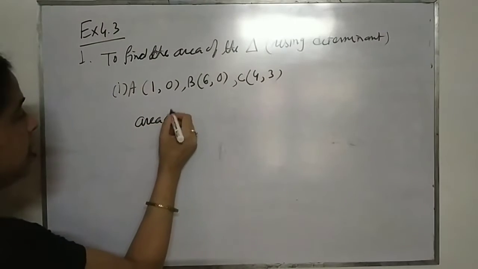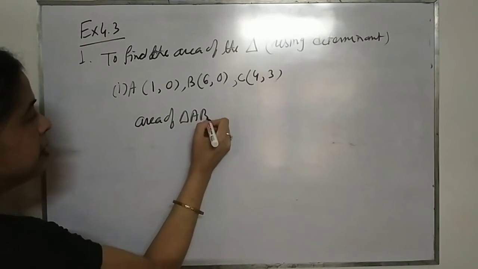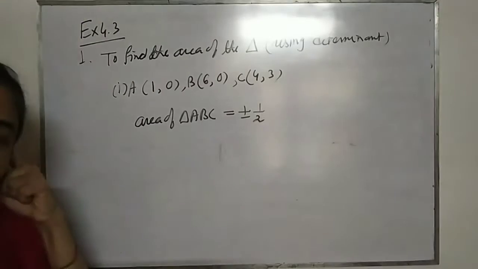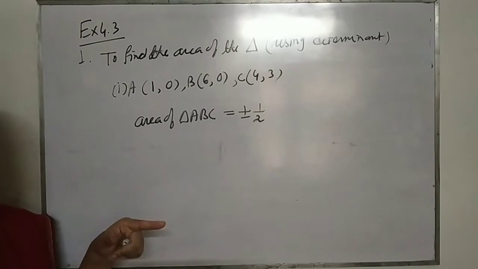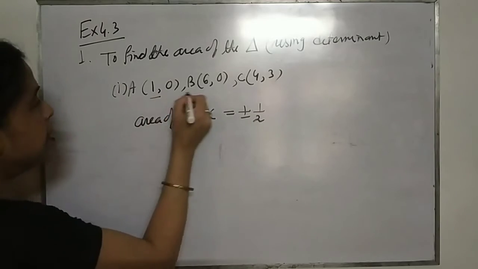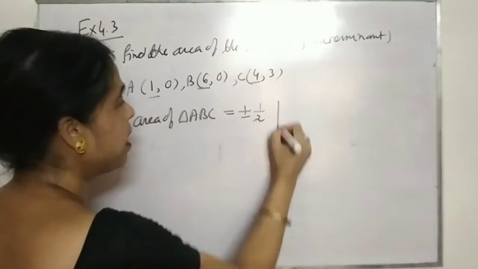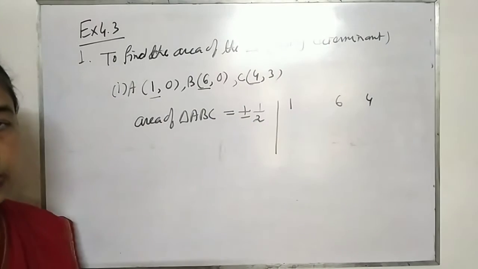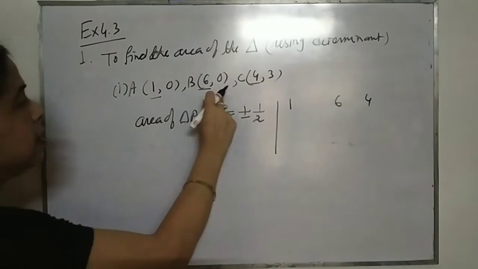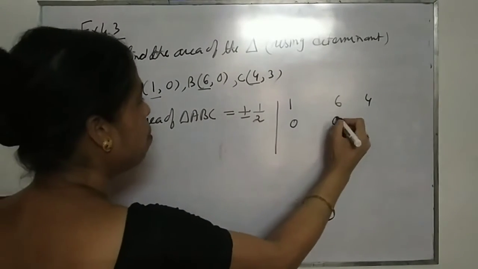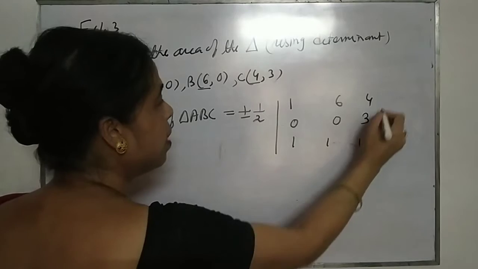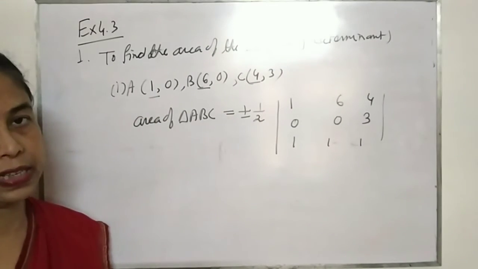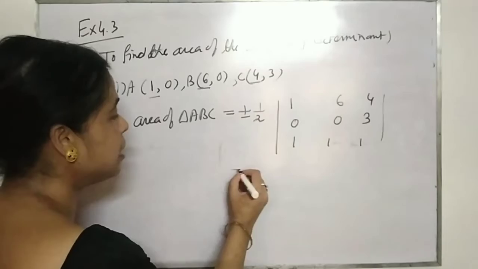Area of triangle ABC. Always you have to start with plus minus half. Your formula is: first row the x coordinates, x1, x2, x3. So your x coordinates are 1, 6, 4. Then the second row you write the y coordinates, that is 0, 0, 3, and the third row is 1, 1, 1. In terms of column, as I told you earlier, you can write it that way also. Okay, so let us expand it.